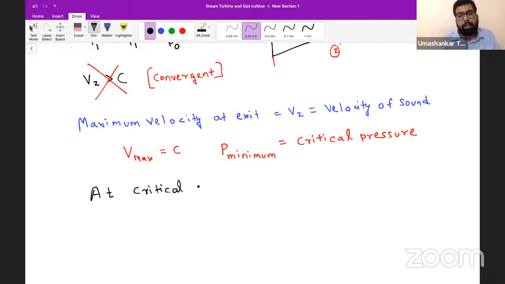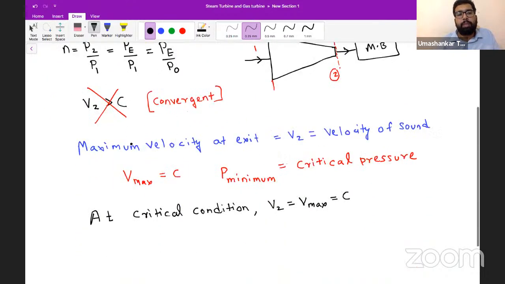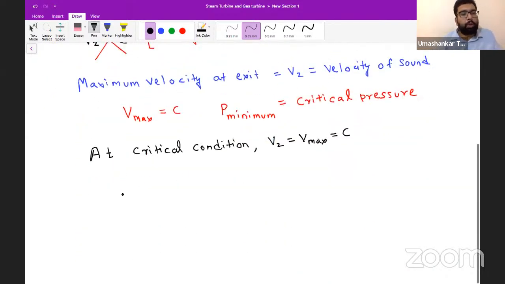At critical condition, we are talking about the throat. And at critical condition, our exit velocity is going to be equal to the maximum velocity, which in turn is equal to the velocity of sound. So in this above equation, I'm just going to put V2 is equal to C. So if I write V2 is equal to C, my equation will become somewhat like this.